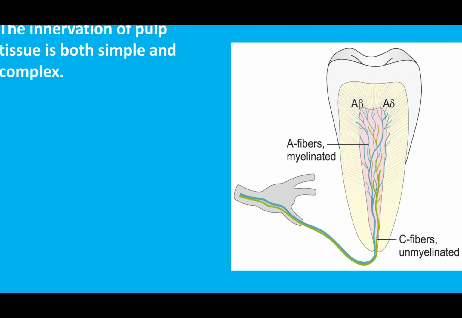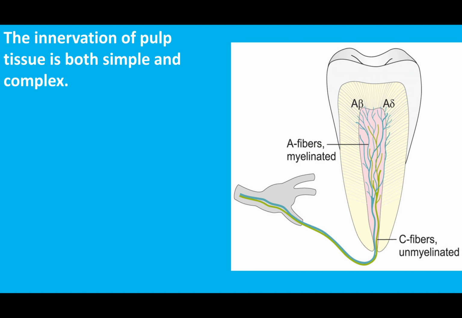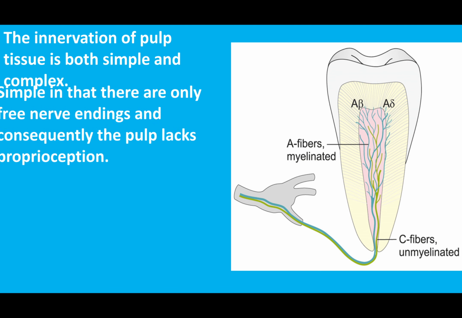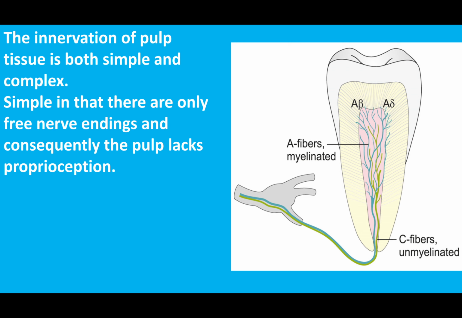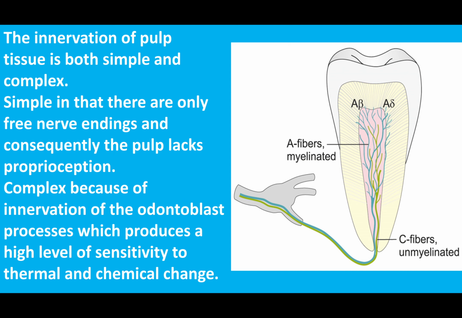The fourth feature of the pulp that distinguishes it from the other tissues in the body is that the innervation of pulp tissue is both simple and complex. Simple is that there are only free nerve endings and consequently the pulp lacks proprioception. So the pulp tissue has no proprioceptive properties, while the other tissues in the body mostly have the proprioceptive property. Simple because there is no proprioception, and complex because of innervation of odontoblasts, which produces a high level of sensitivity to thermal and chemical change.